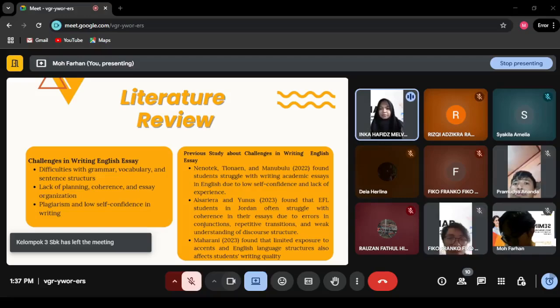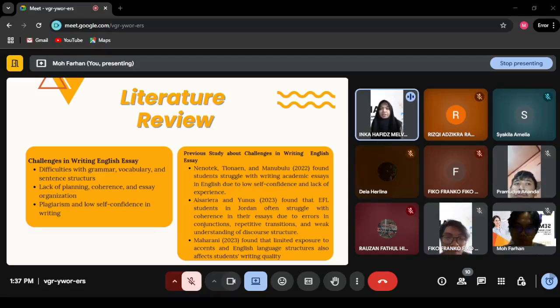Next is the previous studies. First is Nanotech Thailand and Manubulu 2022 found that students had difficulty writing academic essays in English, particularly in developing ideas, organizing paragraphs logically, and using grammar correctly. Low self-confidence and lack of experience in writing academic further exacerbate the problem.